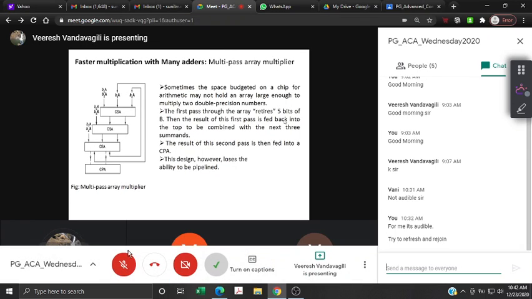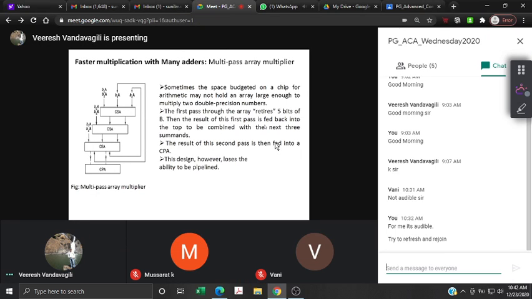After the result of the first pass, it is fed back into the top to be combined with the next three summands. Here we consider B5 of A, B6 of A, B7 of A.